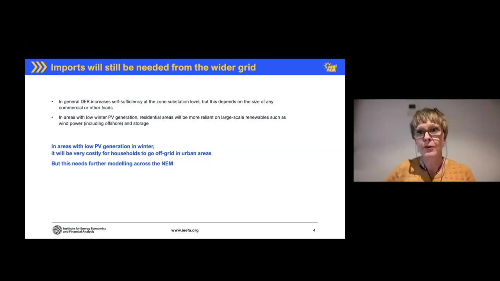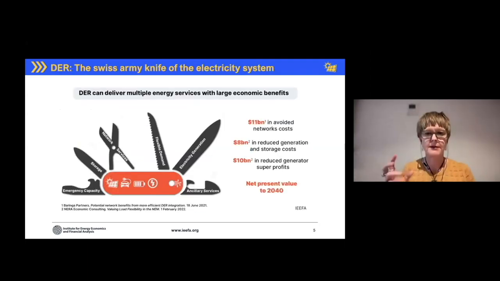But it's also important to note, as Bruce has talked to, that we still need the imports from the wider grid. We still need large-scale renewables. We still need some level of new transmission, debate about how much. The vast majority of Australia has great solar generation potential in winter, except in Victoria, where, for example, there's a big emphasis on building offshore wind, which will be needed. But basically, the solar resource generally in Australia is fantastic, which is one of the reasons we've had such large uptake.